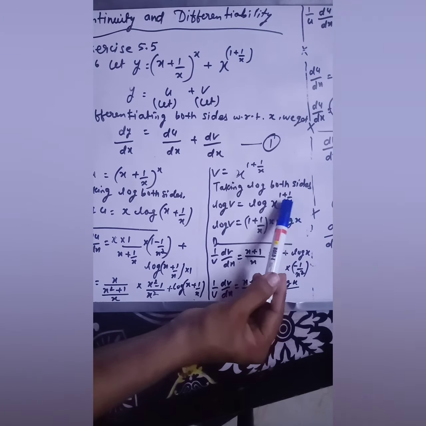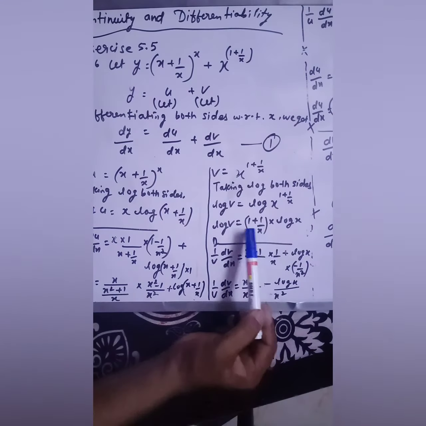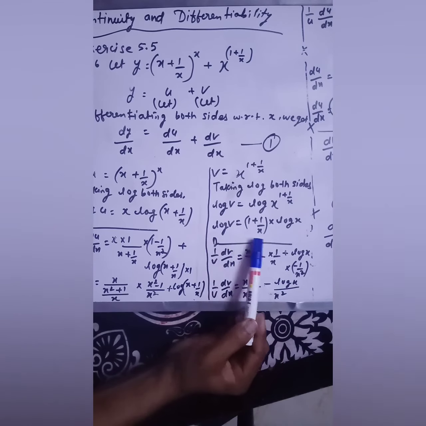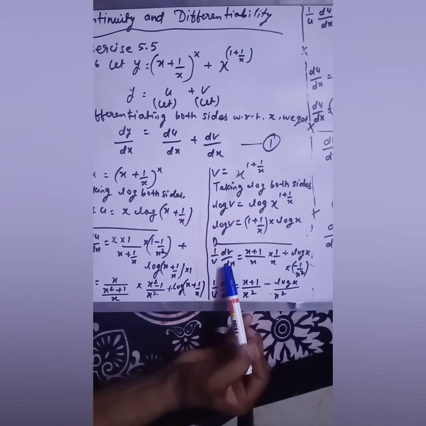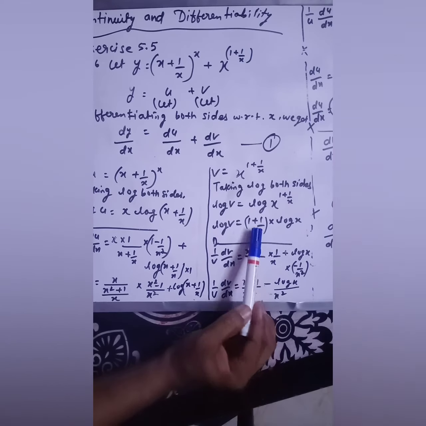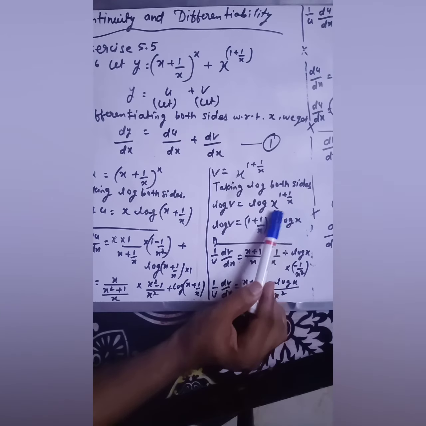It would be, so the power will come first like this, and it would be log x. Again you have to apply product rule here. Okay, so here I am differentiating both sides with respect to x, so it would be 1 by v dv by dx. Fine, that is equal to, this will remain the same. I have taken the LCM, (x plus 1) by x like this, and we are differentiating this first.